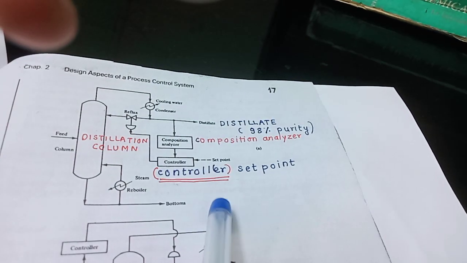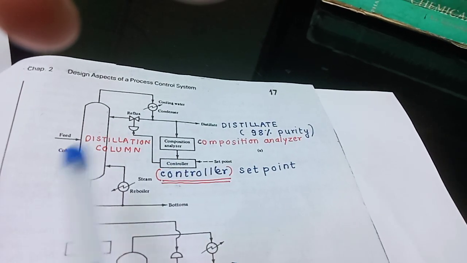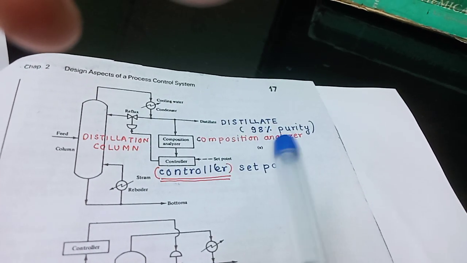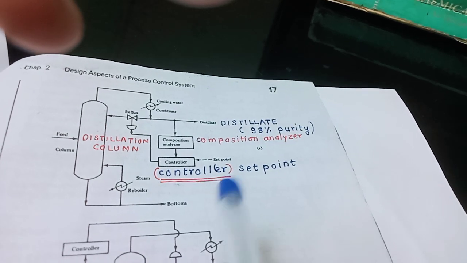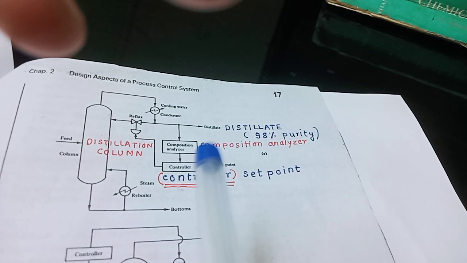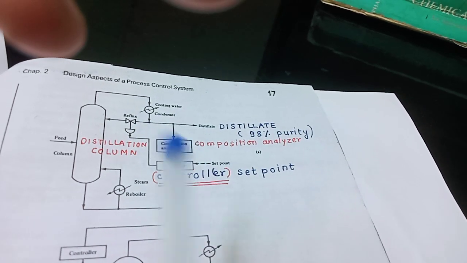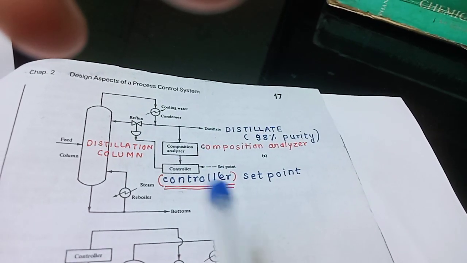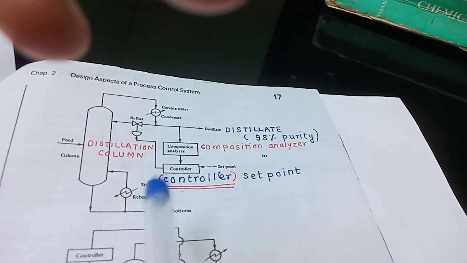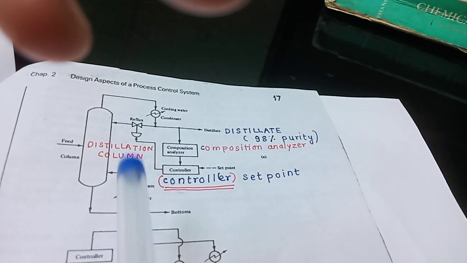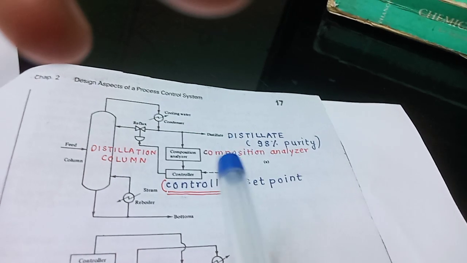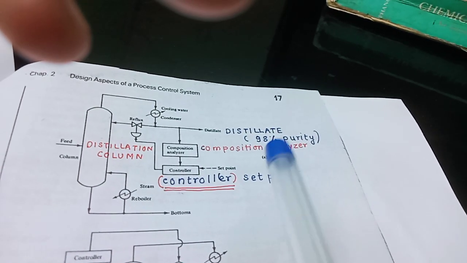So this is a good example. In the distillation column, 98% purity of the distillate is required. The controller will first measure the composition of the distillate which is coming. It will compare it with the set point. Accordingly it will operate this flow control valve so as to adjust the reflux ratio of this distillation column to get 98% purity.